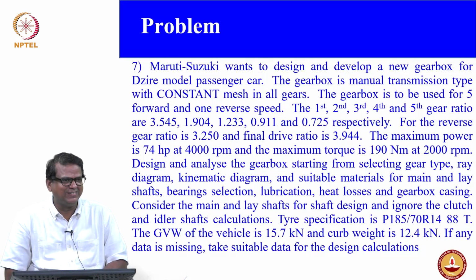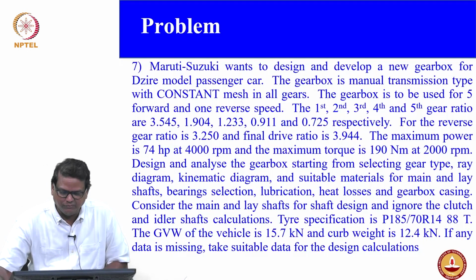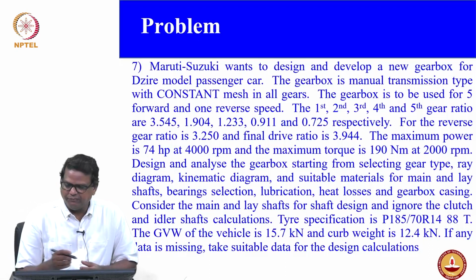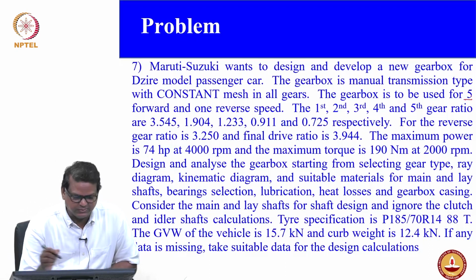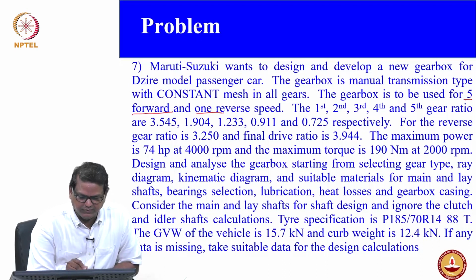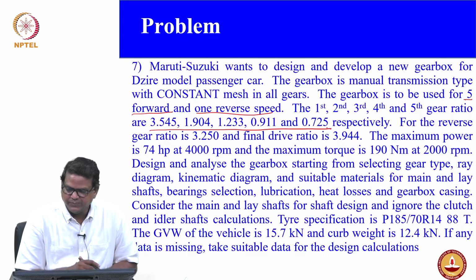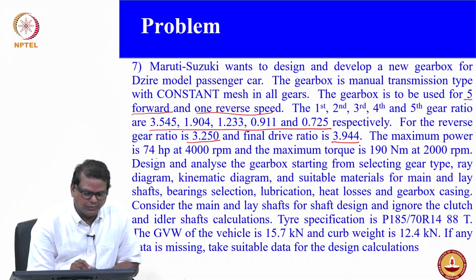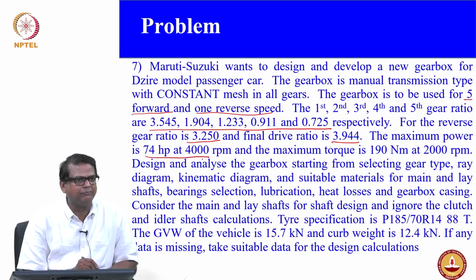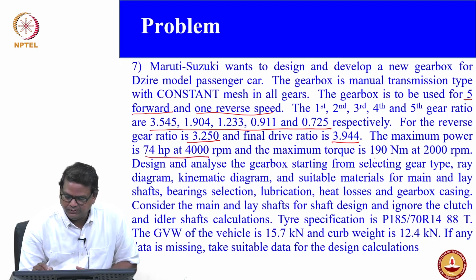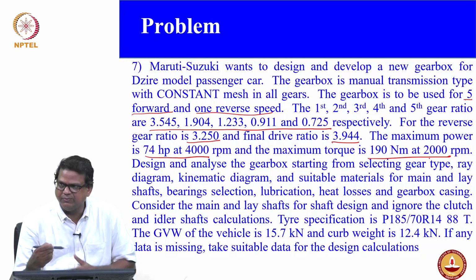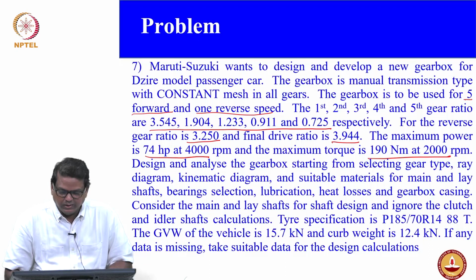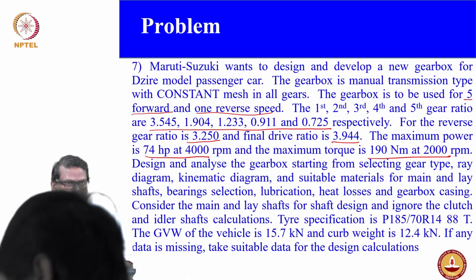Very lengthy problem, right? It's a complete gearbox design. Look at what information we have here. We have 5 forward speeds and 1 reverse speed, with the ratios given. The reverse is also given, the final drive is given, and more importantly you have 74 HP operating at 4000 rpm and 180 Newton meter at 2000 rpm. That gives N max and N minimum, and we need to do the rest starting from there, as no other information is given.